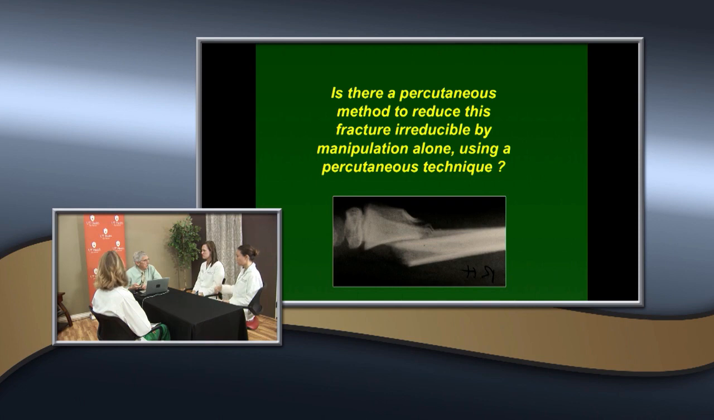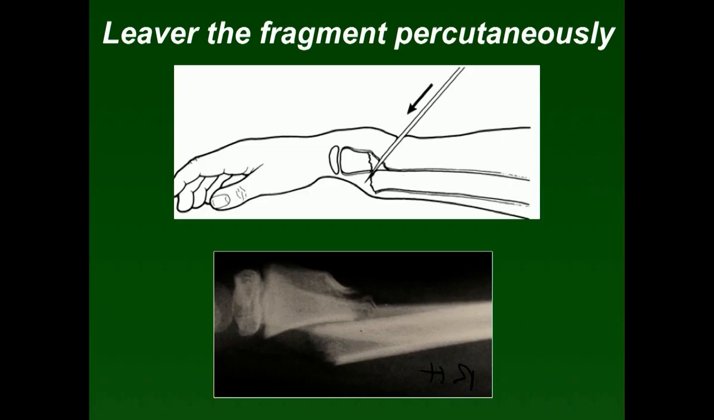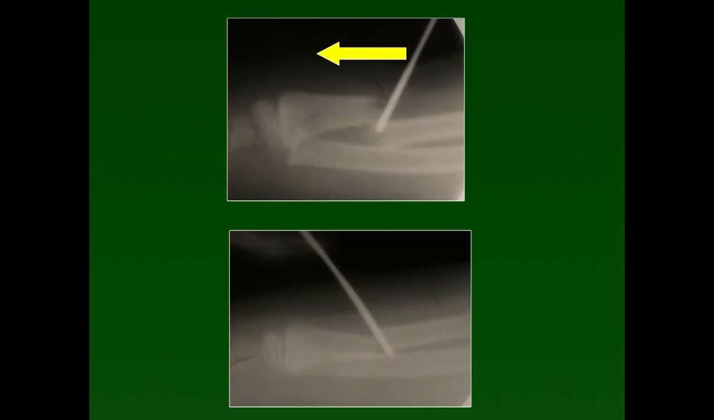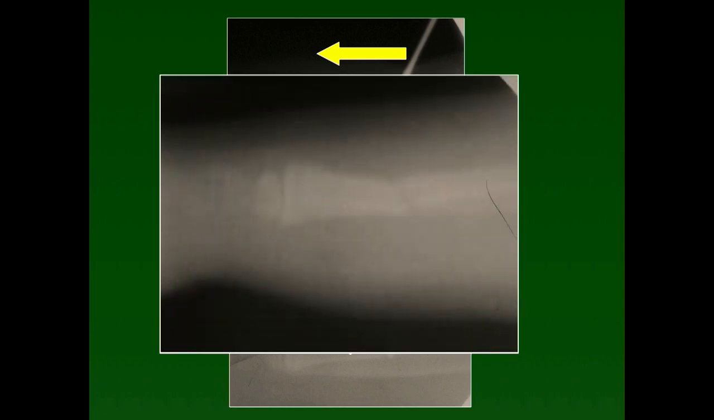What can you do? You can get the KOR as a joystick. Joystick, that's right. You can lever the fragment percutaneously. Very good. This does require general anesthesia, you can put the patient to sleep, and then you reduce it, and that way you can do this with just a little percutaneous pin track. Here's a good example of one that was done this way, and we went ahead and reduced it, and here it is right now, fully reduced, and it went on to heal.